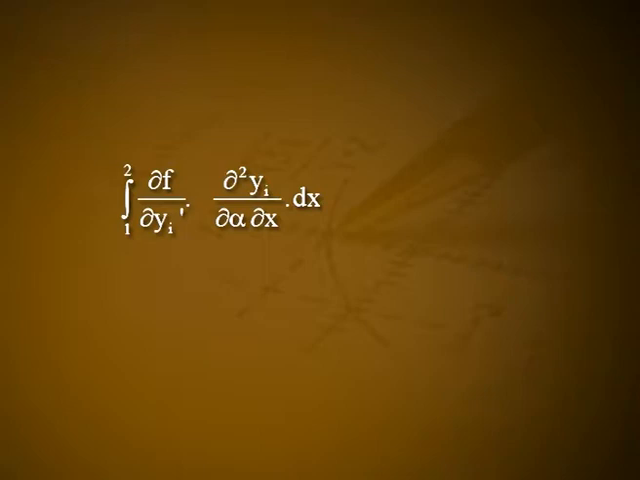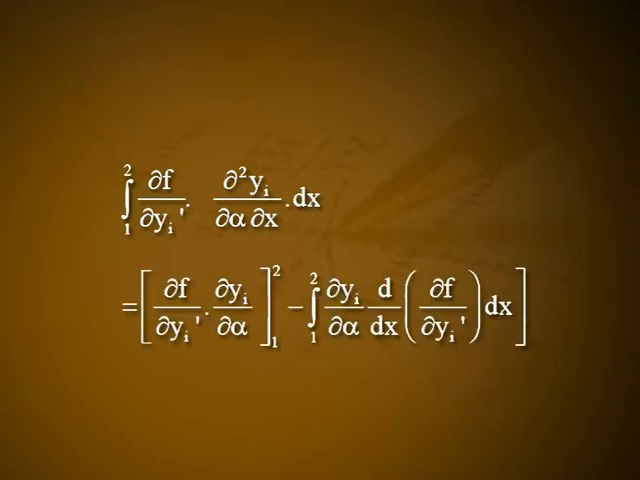Integrating by parts the second term on the right hand side, we get integral from 1 to 2 of ∂f/∂yi' into ∂²yi/∂α∂x dx is equal to ∂f/∂yi' into ∂yi/∂α between the limits 1 and 2, minus integral from 1 to 2 of ∂yi/∂α into d/dx of ∂f/∂yi' dx. The value of the first term on the right hand side is 0.